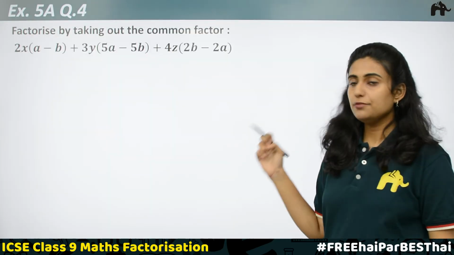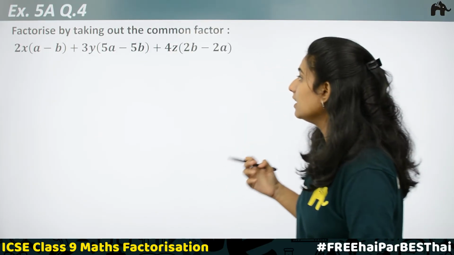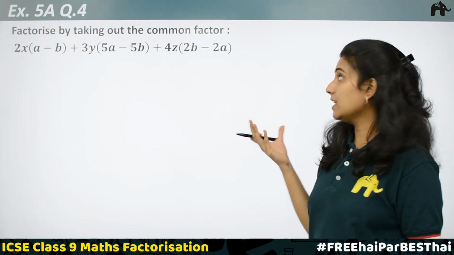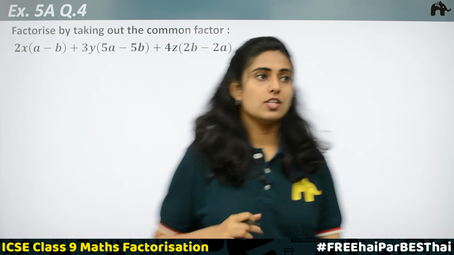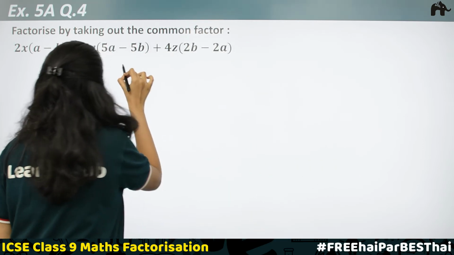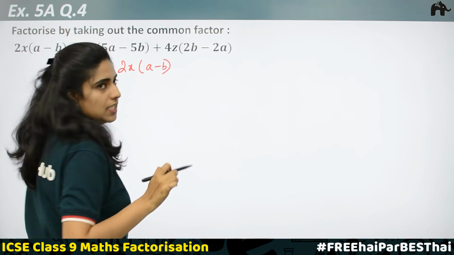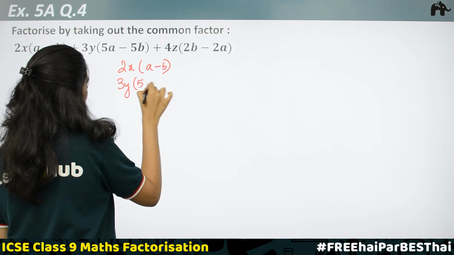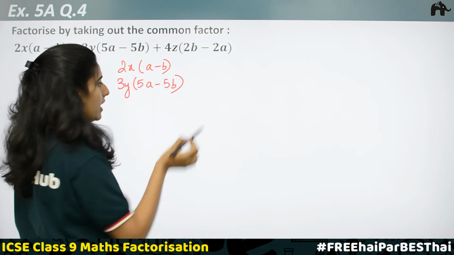Okay. Question 4 of exercise 5a. Factorize by taking out the common factor: 2x into a minus b plus 3y into 5a minus 5b plus 4z into 2b minus 2a. So here from the first term 2x into a minus b, a minus b is present. Okay, when you take the second term 3y into 5a minus 5b, here 5 is common. So 5 can be taken out.